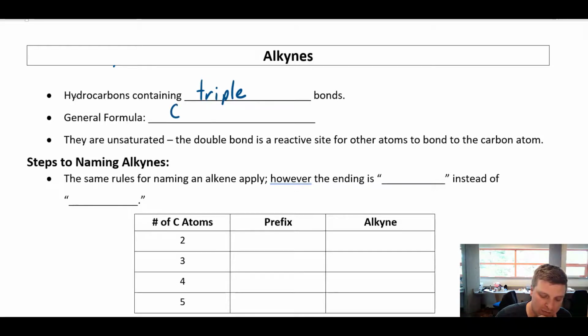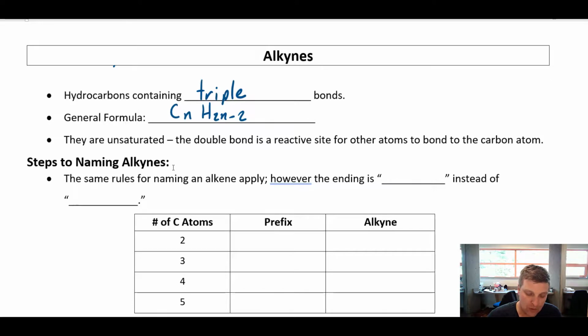So the general formula for an alkyne is going to be CnH2n minus 2. So this is very much unsaturated. There's 2 places, or I should say 2 situations, where we could add more bonds, and that's the triple bond.